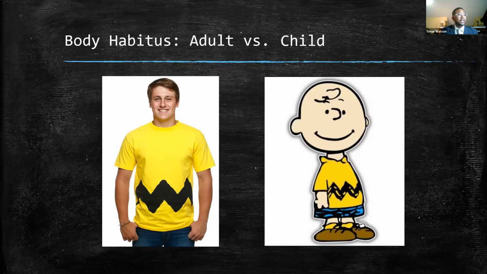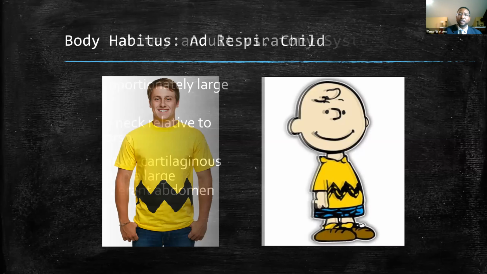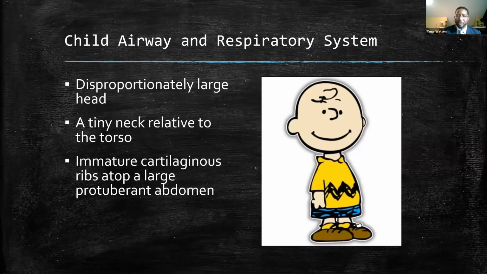Anyways, children have a disproportionately large head and a tiny neck relative to their torso, a wide thorax with immature cartilaginous ribs atop a protuberant abdomen. So you can see Charlie Brown definitely represents that big head, small neck, small thorax, protuberant abdomen. These anatomical things are very important when we're thinking about sedating a patient. We're going to go more in depth about that.